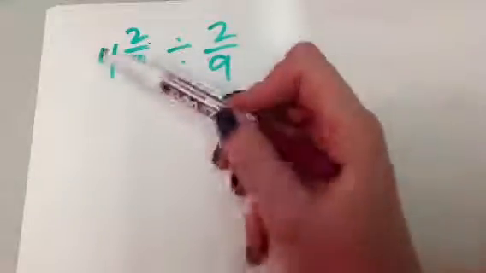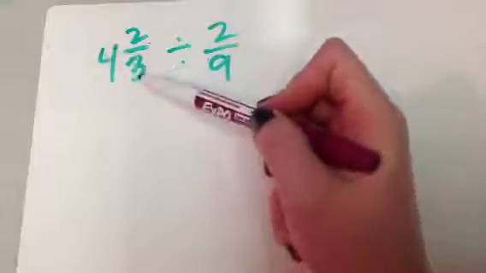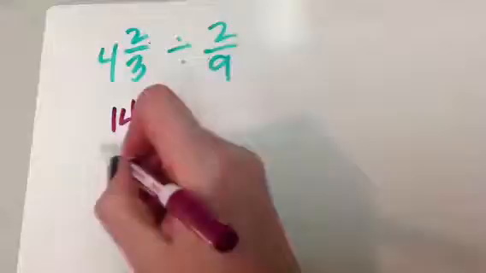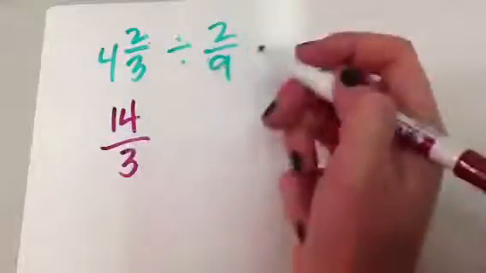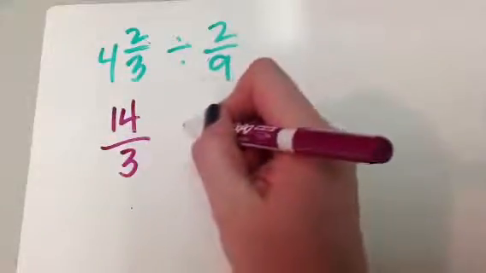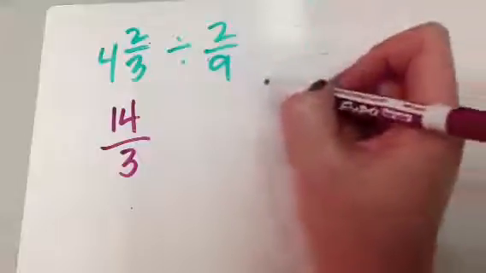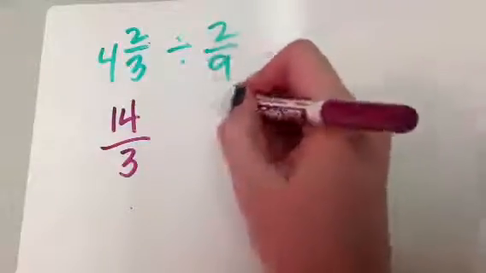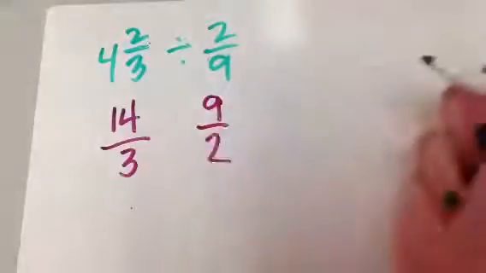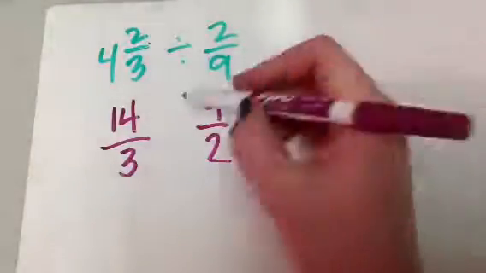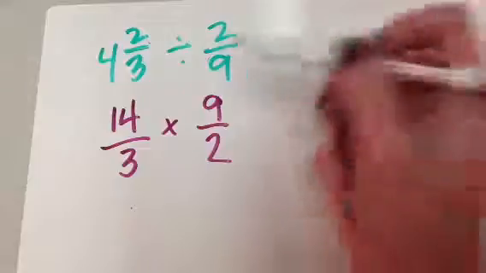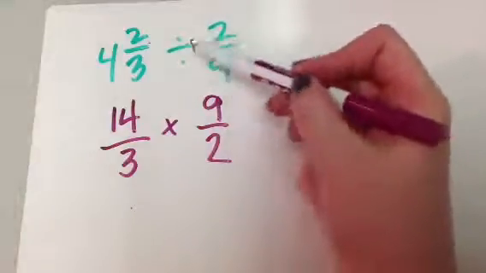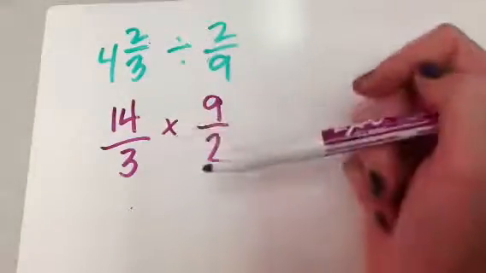Okay, so let's do that. 4 times 3 is 12, plus 2 is 14. My bottom number is going to stay the same, okay? So now this guy, he's my second term, right? My second fraction. So I'm going to flip him upside down. And then once I flip him, then I'm going to multiply. I'm going to change my operation sign from division to multiplication.